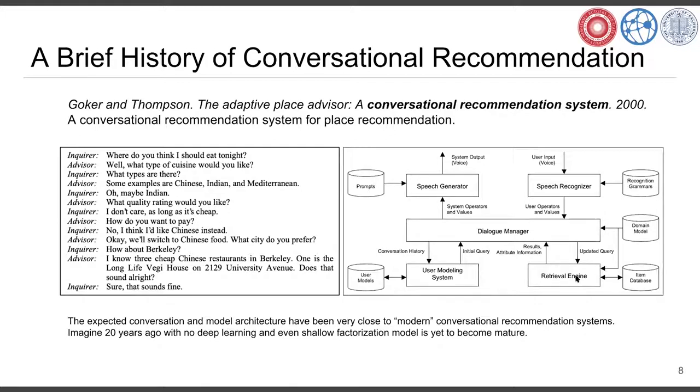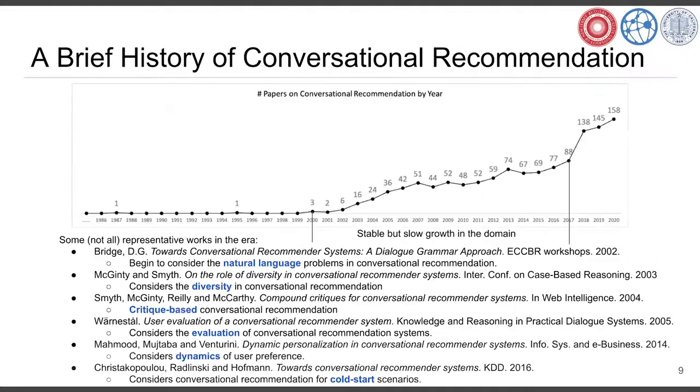Just imagine 20 years ago, with no deep learning and even the shallow factorization models yet to become mature, the basic idea of conversational recommendation has been very advanced. But after 2000, all the way to the year of 2017, the research in this direction has been stable, but the growth is slow during these years.